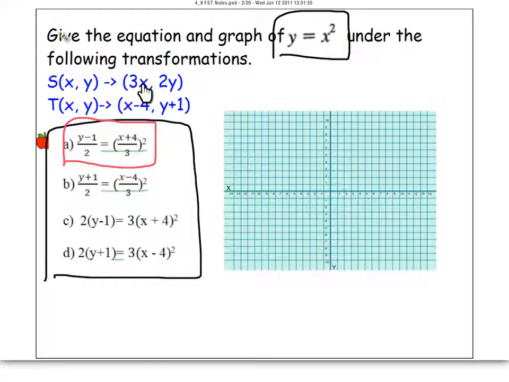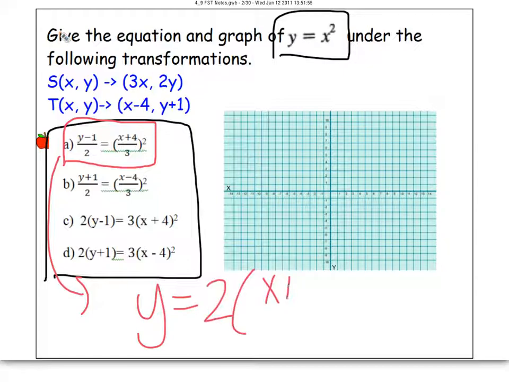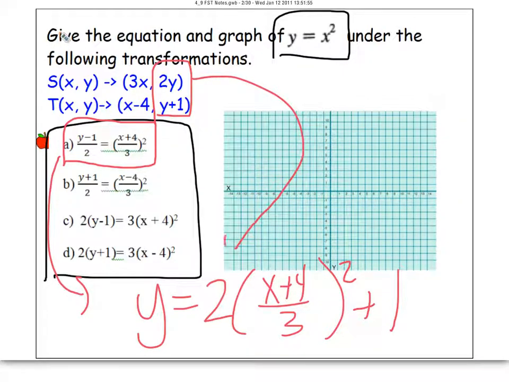So instead of multiplying x by 3, they divide it. Instead of multiplying y by 2, they divide it. Now if they were to clean up this equation, what it would look like would be the 2 would be here, x plus 4 divided by 3 all squared would stay the same, and it would be plus 1. So again, they're taking the y's in this case and doing exactly what we want on the other side.